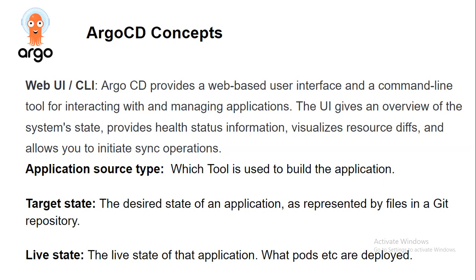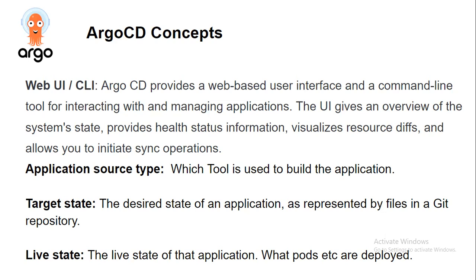Now the next is application source type, which means which tool is used to build the application. So let's check the tools. The first is target state. The target state is the desired state of an application as represented by files in a Git repository.